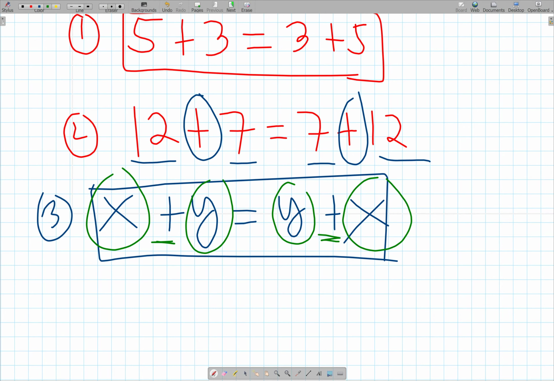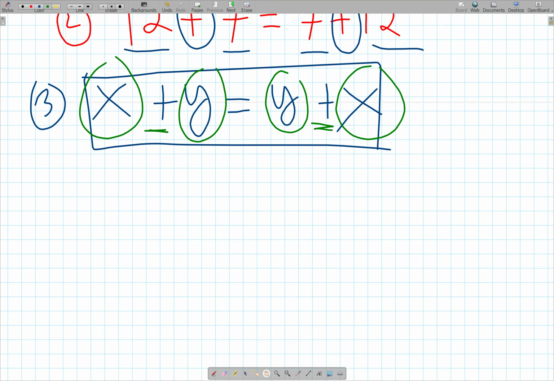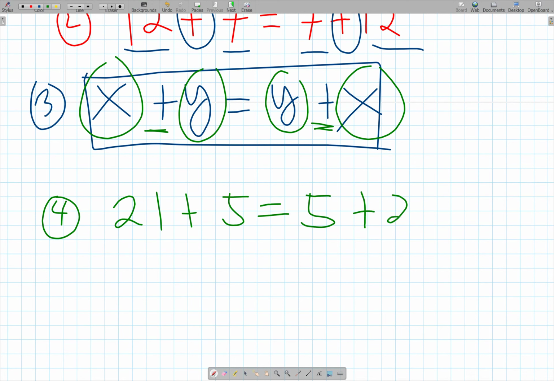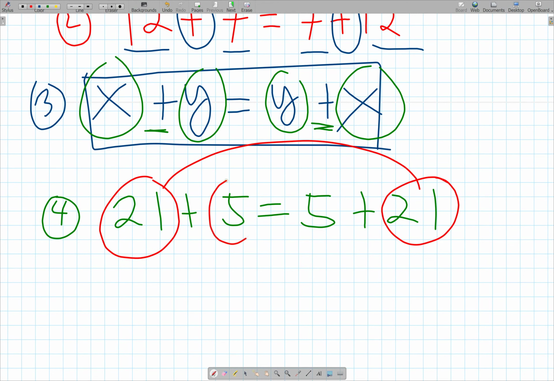Okay? So, proceed tayo sa another example, no? Let's say number 4 example, 21 plus 5 is just the same as or equals to 5 plus 21. Okay? Nandito ang 21. Nandito ang 21. Nandoon din ang 21. Diba? Nandito si 5. Nandito din si 5. That is commutative property of addition. So, tandaan nyo, commutative property of addition.